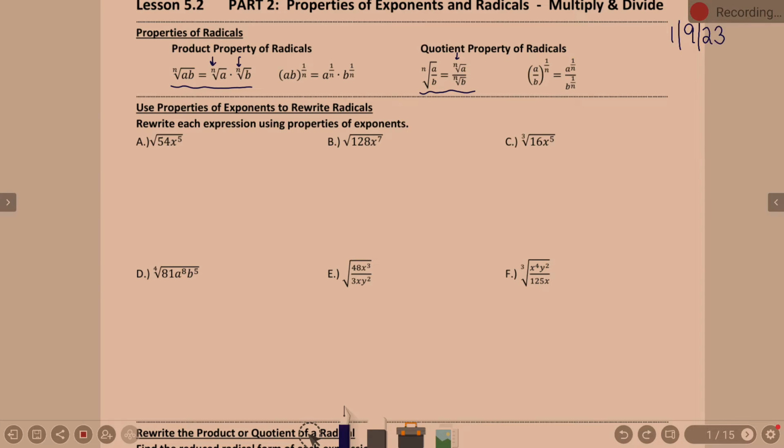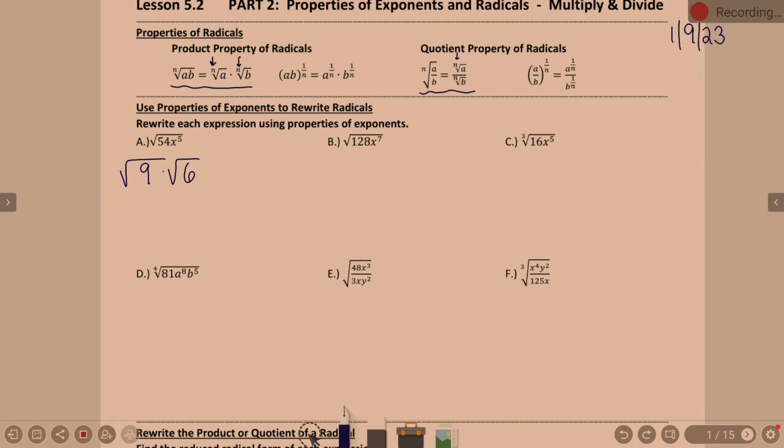This one was a more obvious one, so I'm going to break this up. 54 breaks up into square root of 9 times square root of 6, yes? Square root of 9 times square root of 6 is still square root of 54. I'm doing that because I can take the square root of 9.